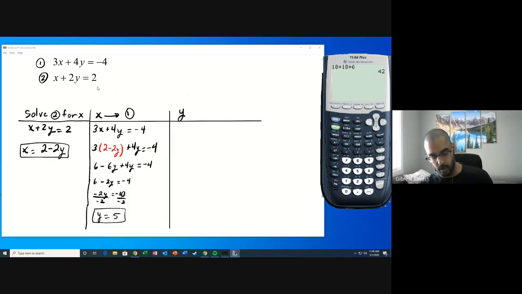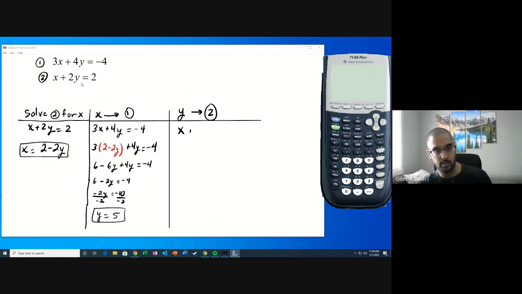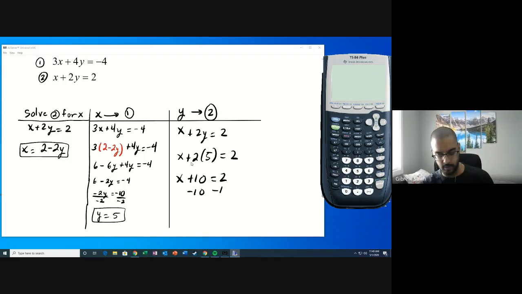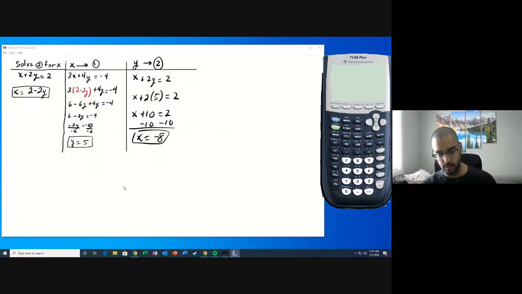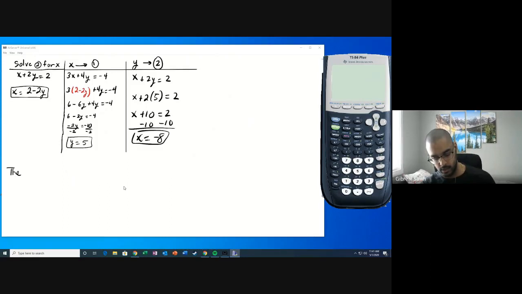So I'm going to take that value of y, substitute it into equation 2 now, just because it looks a little bit nicer to me, both variables don't have coefficients. So x plus 2y is equal to 2. Value of y is now 5. So x plus 2 times 5 equals 2. x plus 10 is equal to 2. If you minus 10 from both sides, x is equal to negative 8. Okay? So now, by doing that, I know what my value of x is. I know what my value of y is. So let's say the solution is negative 8, 5. Okay, there's my coordinate pair.